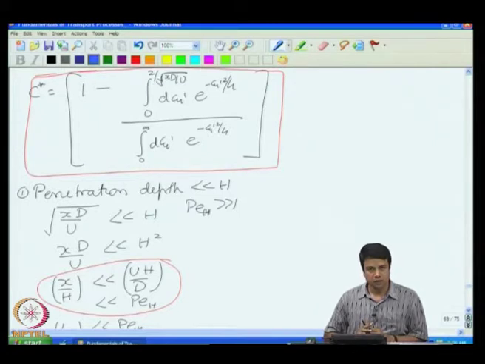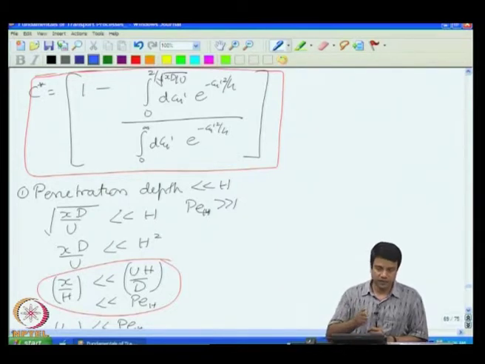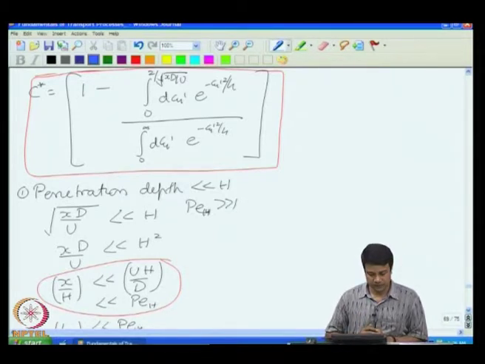Note that in this case, this similarity variable z by square root of x d by u is not a dimensional necessity, because I have now 4 parameters z, x, d and u, and 2 dimensions, length and time. So, I can form at least 2 dimensionless groups. But just using the analogy between the unsteady problem and the present steady state problem, I was able to write down the solution for this as well. The penetration depth is square root of x d by u.